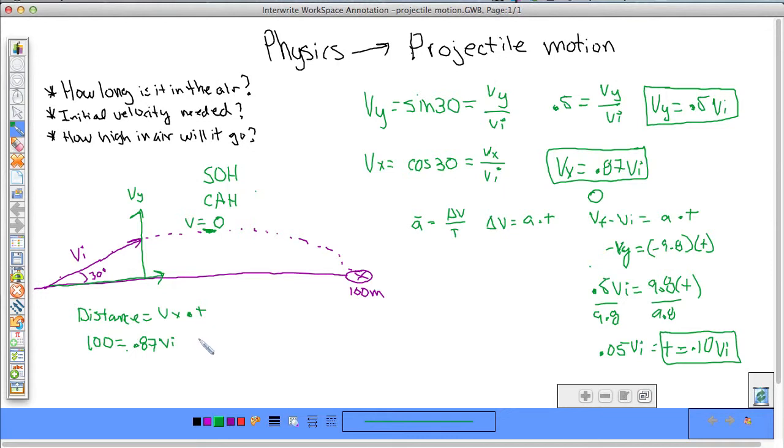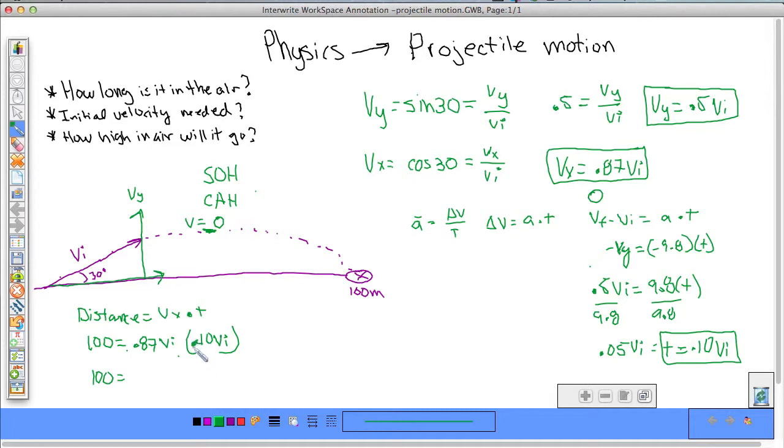And then that's times time. Well, I figured out over here that my time was 0.10 times my initial velocity. So here we go, now I've actually gotten somewhere. So look at this, what can I do with this? Well, I'm going to go ahead and distribute out my velocities here, because I've got velocity initial times velocity initial. So let's go ahead and do that.